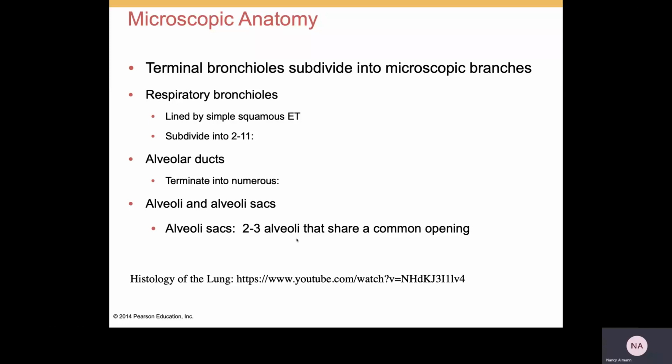Now, I'm going to stop here because we will talk about the microscopic anatomy in a separate section.